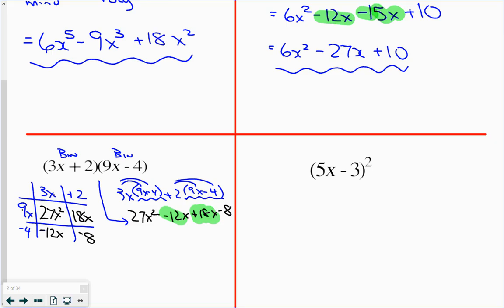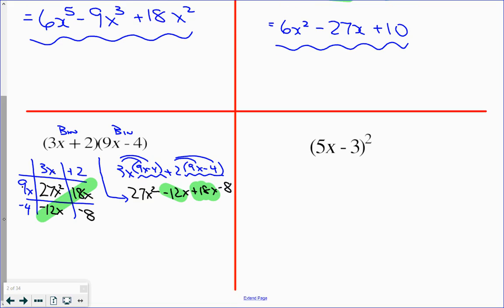Now, distribution and FOIL, your like terms will probably be somewhere in the middle, whereas tic-tac-toe, your like terms will always be on a diagonal. If they're not on the diagonal, you've done something wrong, okay? But they will always be on that diagonal. So the final answer, so again, negative 12 plus 18 is 6. And again, if you're struggling with those integers, please use the calculator that's going to be on your desk. You don't have to do this in your head.